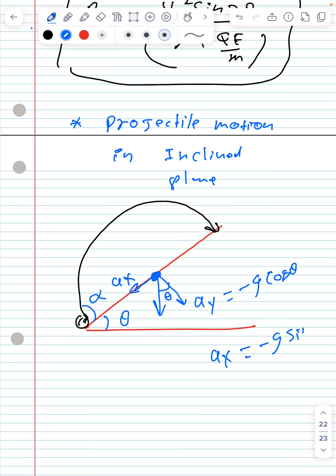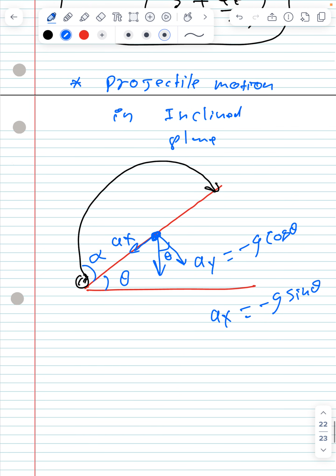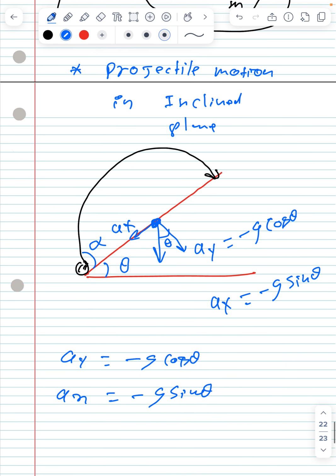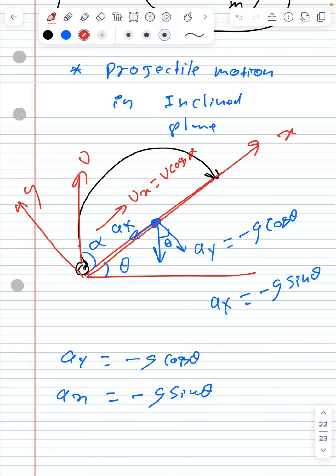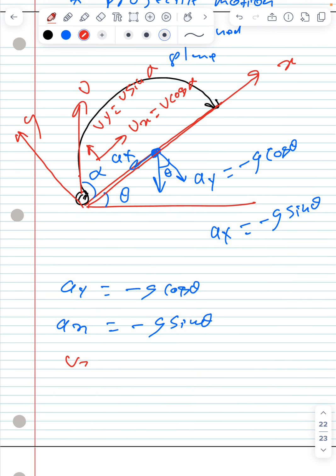Initially we divide the acceleration due to gravity into components. Gravity always acts vertically downward, and the components with respect to theta are ay equal to minus g cos theta and ax equal to minus g sin theta, right. In acceleration due to gravity, ay equal to negative g cos theta, ax equal to negative g sin theta.